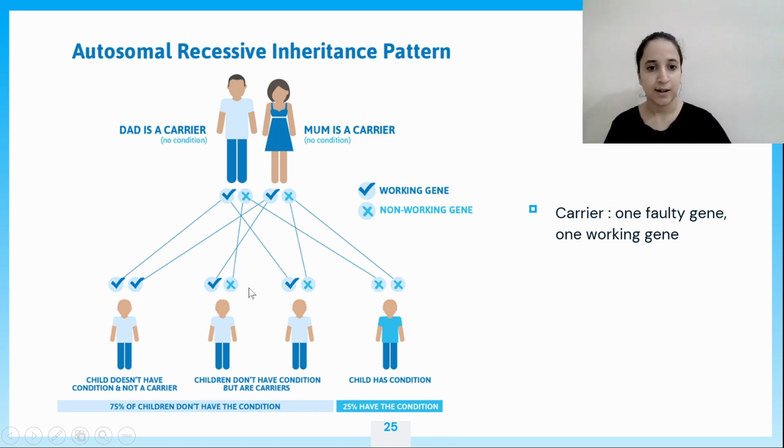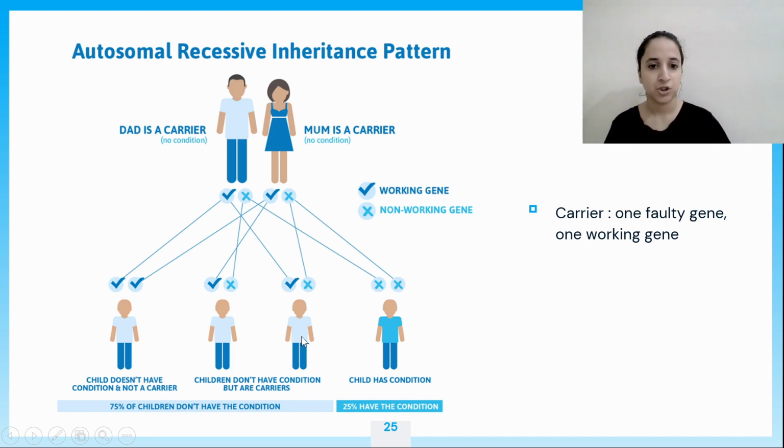The second and the third child inherit one working gene from one of the parents and a non-functional gene from the other parent. And the fourth child inherits, unfortunately, both non-working genes, one from his father and one from his mother. So the first child here, who has both working genes, does not have the condition and is not a carrier as well.